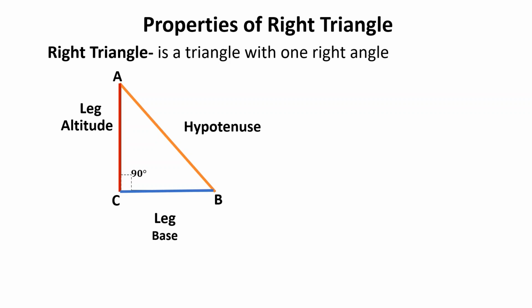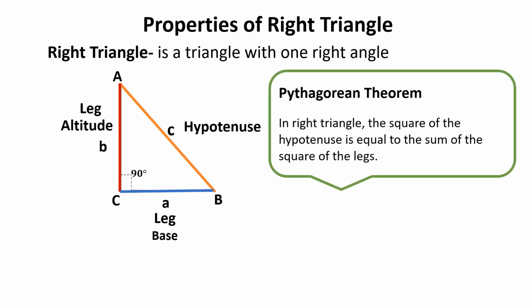Now, we will move to the standard symbols used in naming the sides of the triangle. For the shorter side or base, they use the small letter a, for the second to the shorter side or altitude, they use the small letter b, and for the longest side, they use the small letter c. In order to understand the Pythagorean theorem easily, remember these properties of the right triangle. Now, let us move to the Pythagorean theorem.